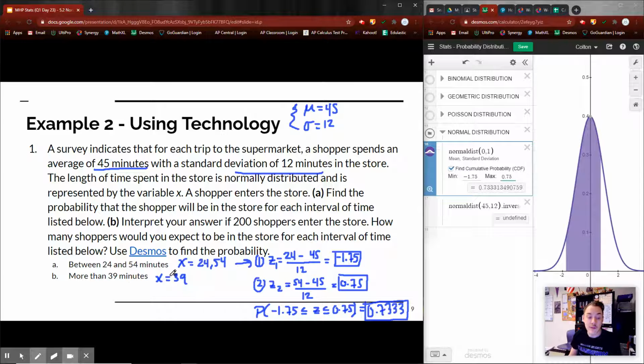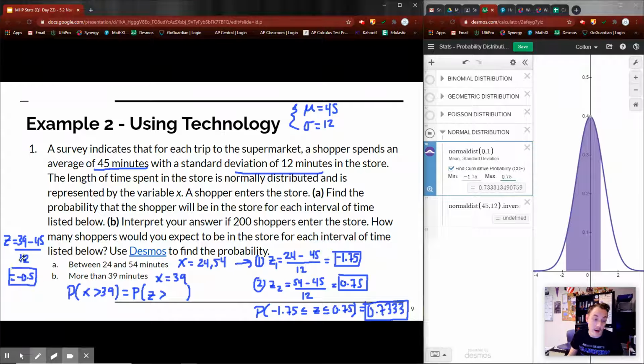What is my answer for B? If I just want more than, what this means is a probability of X being greater than 39. But I also need to find my z-score as well. So what's my z-score here, of z being greater than what number? Well, let's do it off to the side. So z equals 39 minus my mean, which is 45, all over 12. When I do that, what I get is negative 0.5.